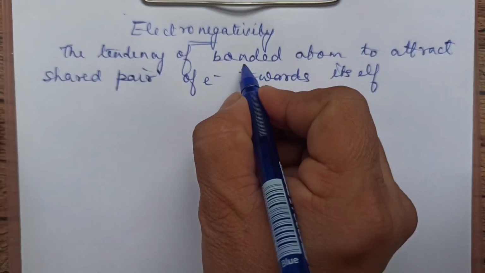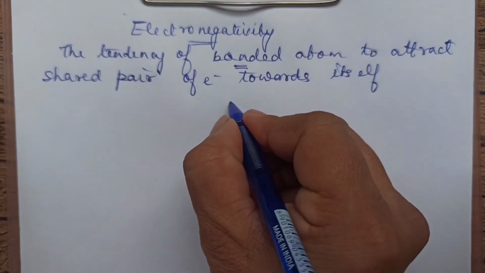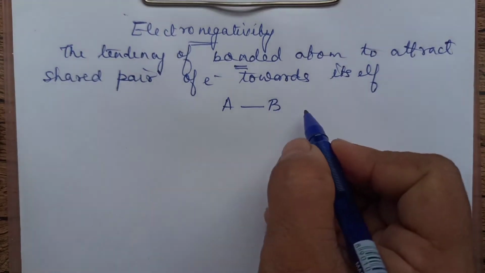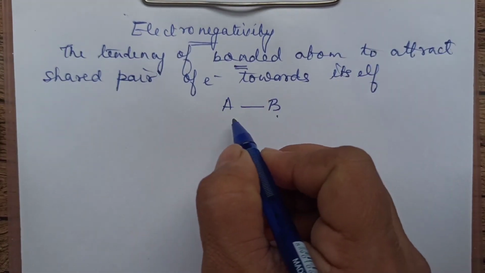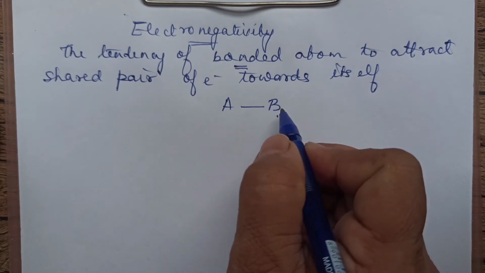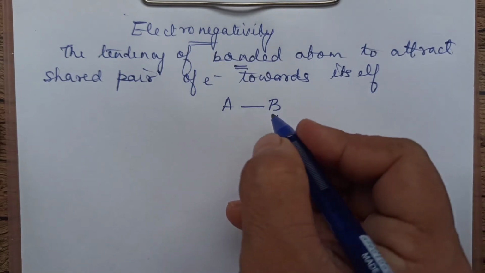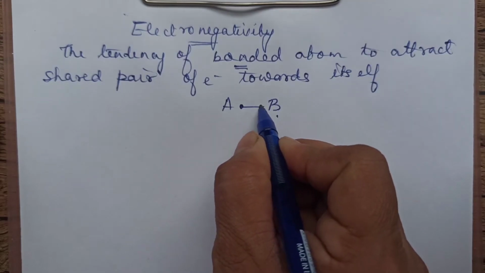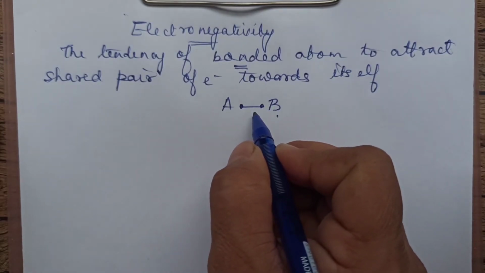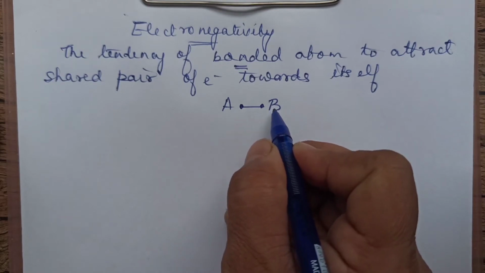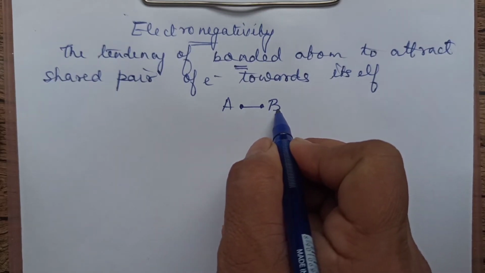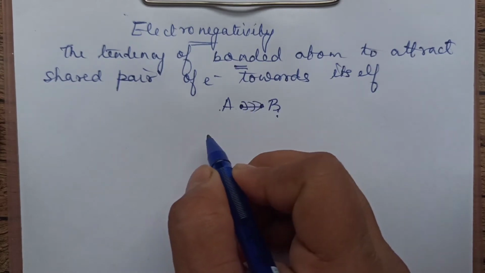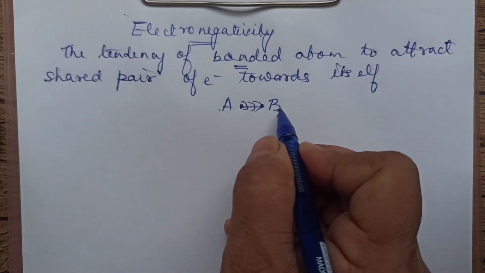Now each term, see, bonded atom means suppose you have A and B. There are two atoms. Okay, one atom is more powerful than the other to pull the electrons toward itself. So tendency of one of the atom to attract the shared pair, because each bond is formed of two electrons. So if one of the atoms, say B, is more electronegative than the other, then B will pull both the electrons towards itself.